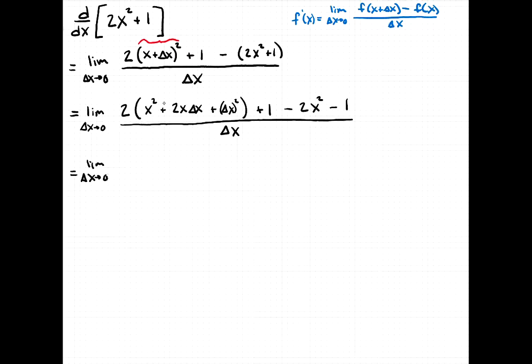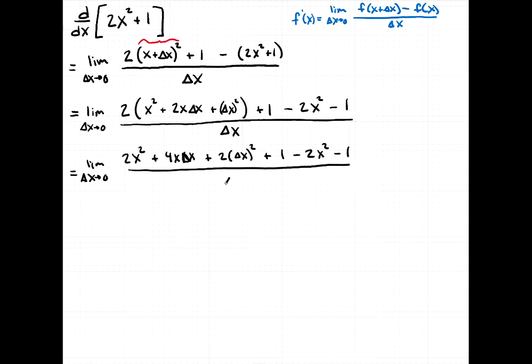Or the limit as delta x goes to 0. So let's distribute the 2. So that's 2x squared plus 4x times delta x plus 2 times delta x squared plus 1 minus 2x squared minus 1. And that's all divided by delta x. Okay, we could cancel. We have a positive 2x squared and a minus 2x squared. We have a positive 1 and a minus 1.